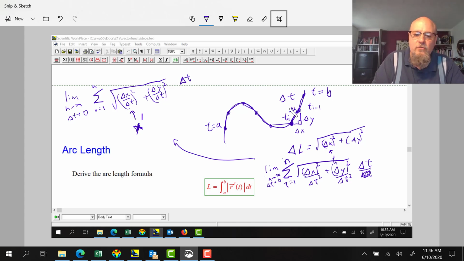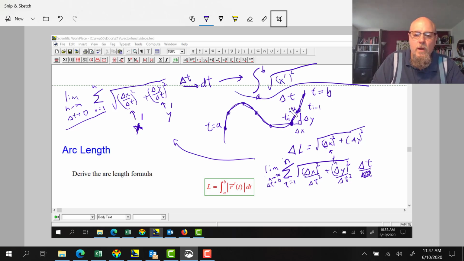As delta t goes to 0, that becomes the limit of the secant slope. That's x prime. That's y prime. This delta t goes to a dt as we morph our limit sum into an integral. So this whole thing becomes the integral from a to b of the square root of, now I need some space here, x prime squared plus y prime squared dt.